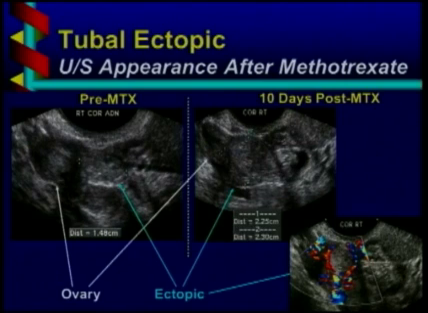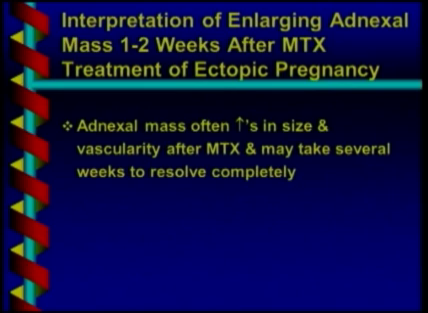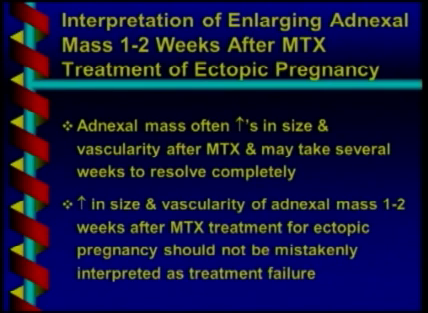In fact, ultrasound following methotrexate in the week or two is usually non-contributory because the mass usually increases. So in terms of the interpretation of an enlarging adnexal mass a week or two after methotrexate treatment of ectopic pregnancy, the adnexal mass often increases in size and vascularity after methotrexate and may take several weeks to resolve. So the increase in size and vascularity of an adnexal mass 1 to 2 weeks after methotrexate treatment for ectopic pregnancy should not be mistakenly interpreted as pregnancy failure.